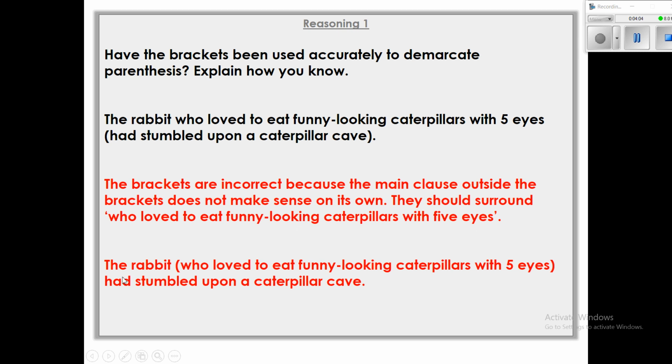So it should look something like this. So the rabbit, open brackets, who love to eat funny caterpillars with 5 eyes, close brackets, has stumbled upon a caterpillar cave. Okay, so that's your extra bit of information added there in with the brackets. Okay, so you should have changed it to that.